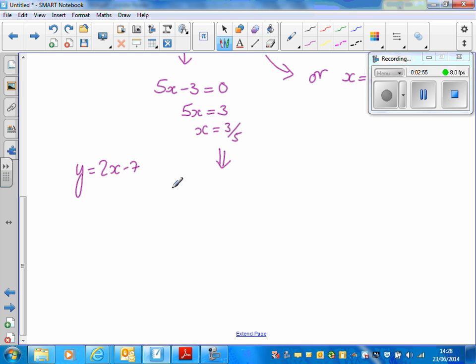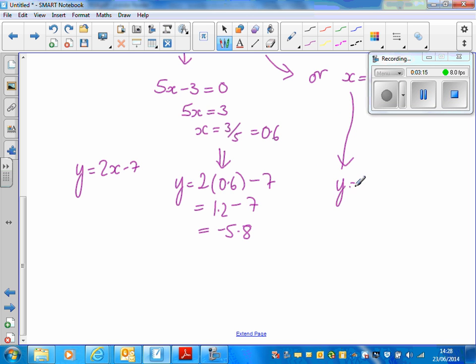Now for this one, when x is 3/5, y is going to be, well, 3/5 is just the same as 0.6, which might be easier. y is going to be 2 lots of 0.6 take away 7. Well, that's 1.2 take away 7, which is equal to minus 5.8. Okay. When x is 5, y is going to be 2 times 5 take away 7. Well, that's 10 take away 7, which is 3.